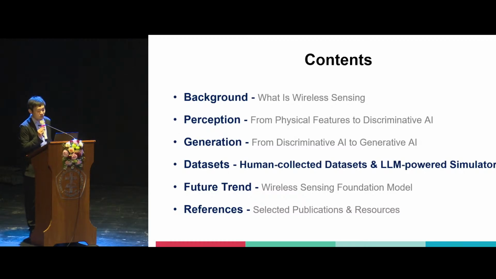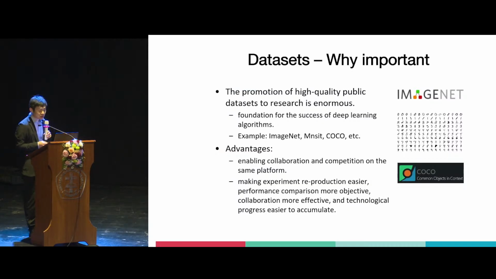As we move from discriminative models to generative models, data becomes a major bottleneck for the field. So now we want to discuss some datasets and simulation. In CV and NLP, one key reason for the rapid progress of large models is the availability of large, high quality, public datasets. Datasets like ImageNet, COCO, and other large text counterparts are the infrastructure of deep learning.